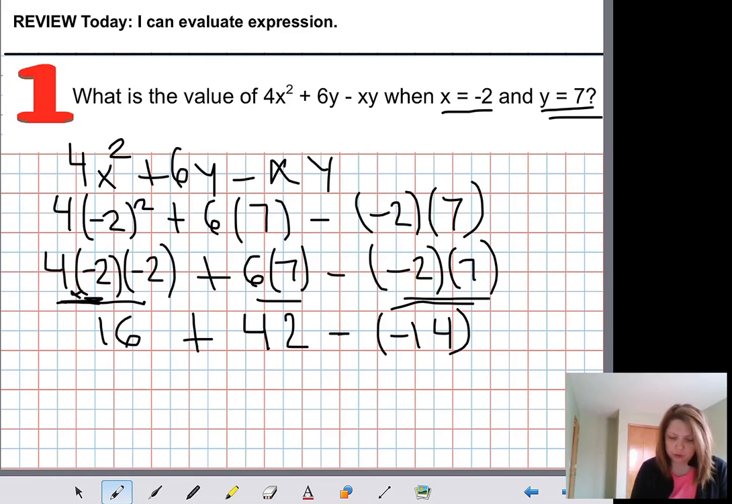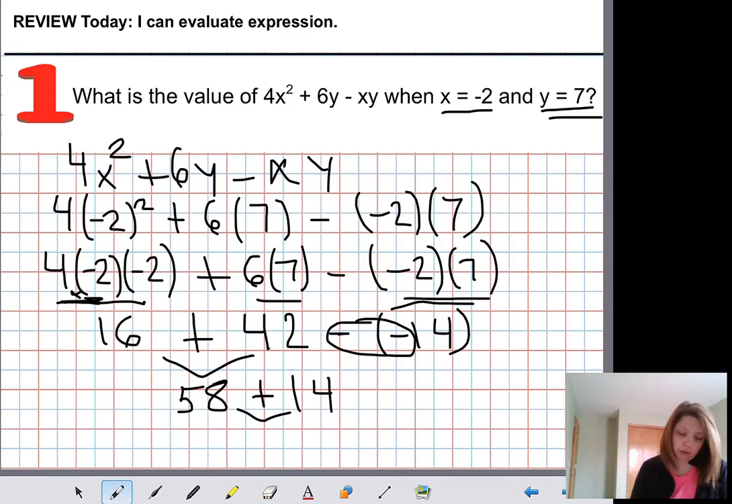Alright, so from left to right we will start combining. 16 plus 42 is 58. Then, remember when we have two negative signs like this, they change to plus. So I will say plus, and then we'll write down the number 14. So the final answer is to add those two numbers. 58 plus 14 will give me 72. Final answer. So 72 will be the simplest answer for this expression.